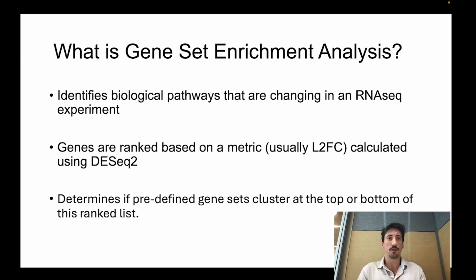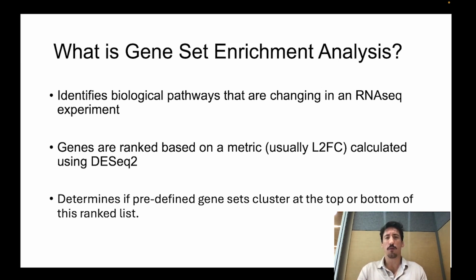The way we do this is we start by ranking all the genes based on some sort of metric. Usually this is log2 fold change, and in the previous video we calculated a log2 fold change for each gene using DE-seq2. Then we take a predefined gene set, like a specific pathway, that has a list of predefined genes, and GSEA will then check if this gene set tends to cluster at the top or the bottom of the ranked list we generated using DE-seq2.